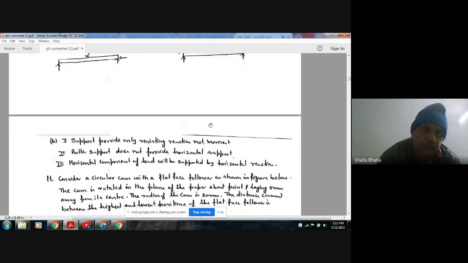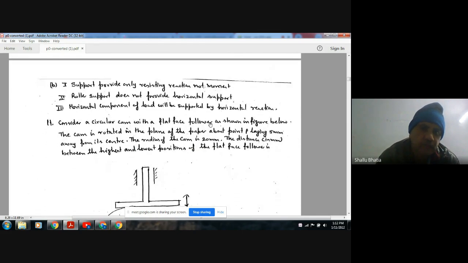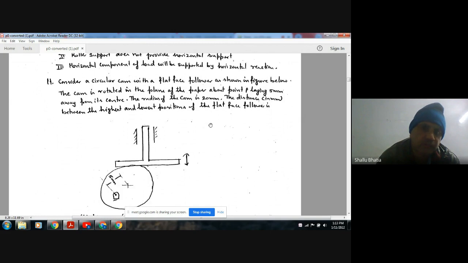Support provides only resisting reaction, not the movement. Roller support does not provide any horizontal support. And third, the horizontal component of load will be supported by the horizontal reaction. So these are the three main factors.